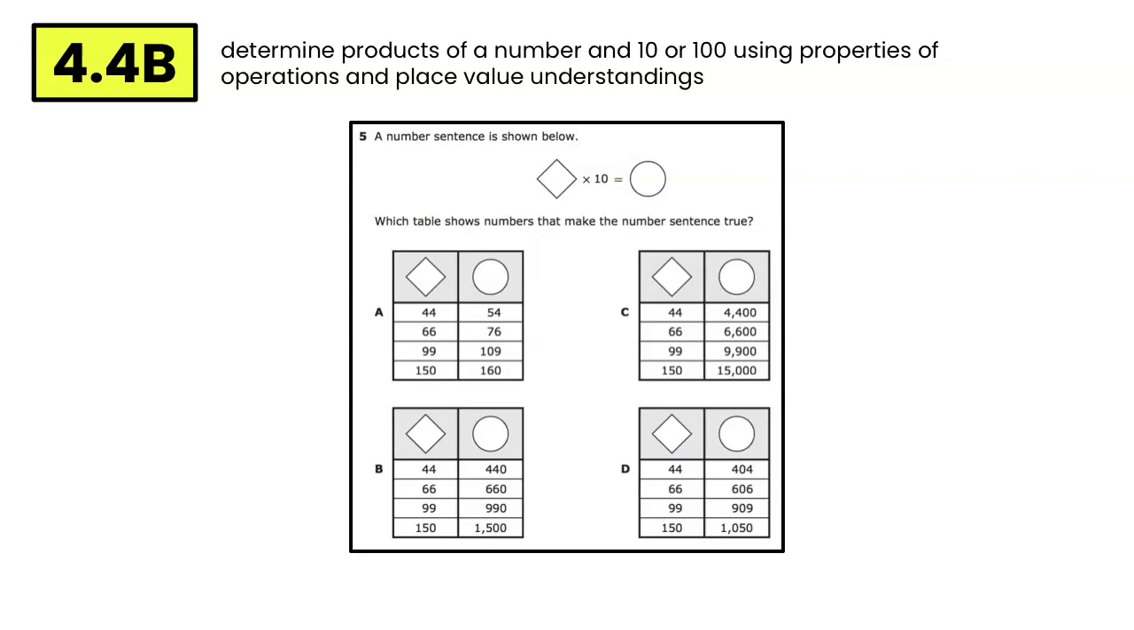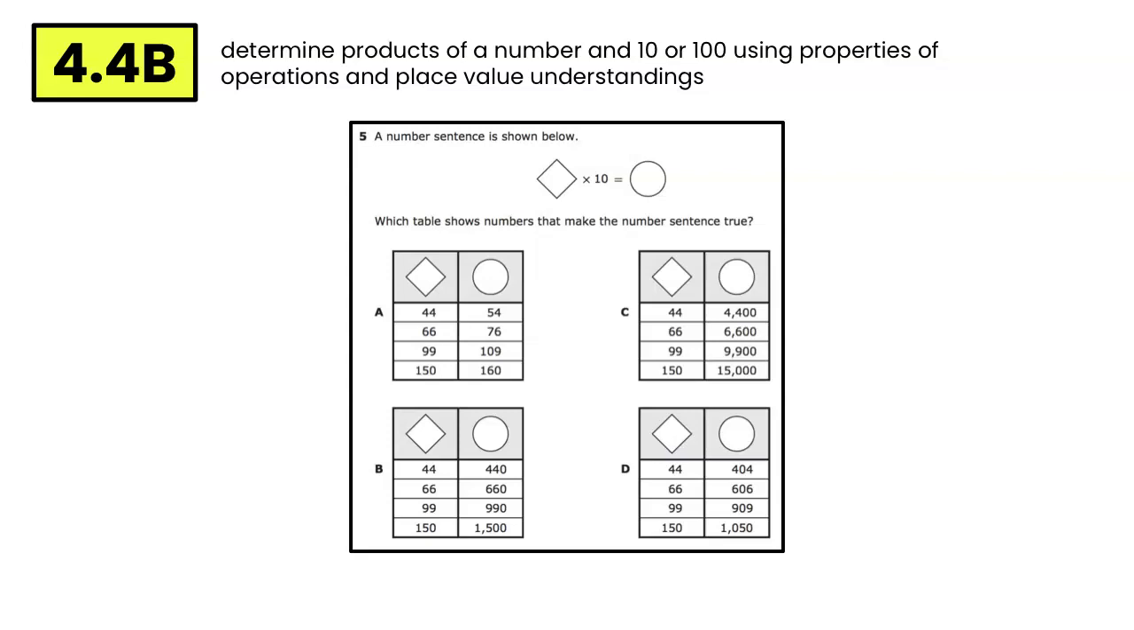Notice that we have a number sentence. A rhombus is multiplied by 10 in order to equal a circle, and we want the table that shows numbers that make this number sentence true. In letter A, we have 44, 66, 99, and 150 for our rhombus numbers, and our circle numbers, you'll notice, are 10 greater than our rhombus numbers.